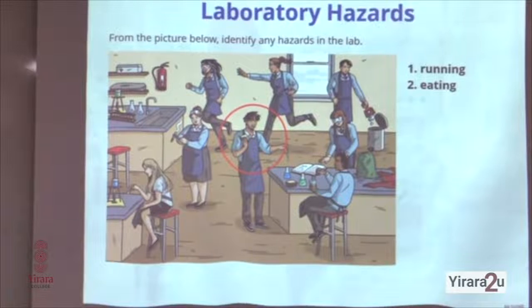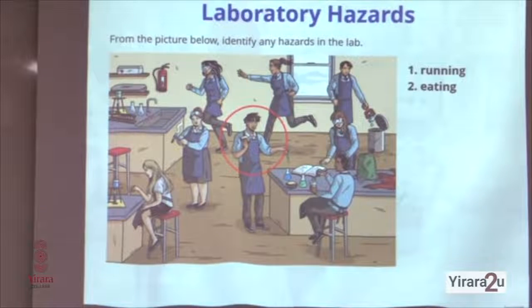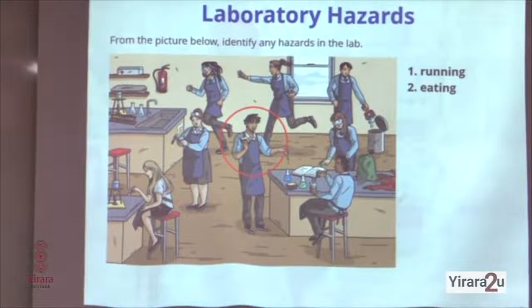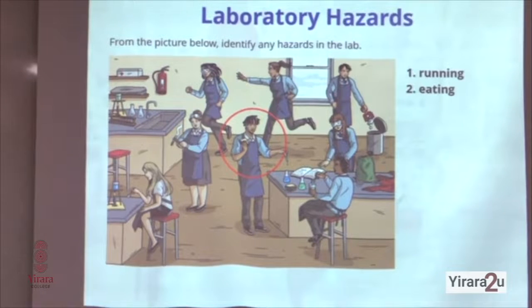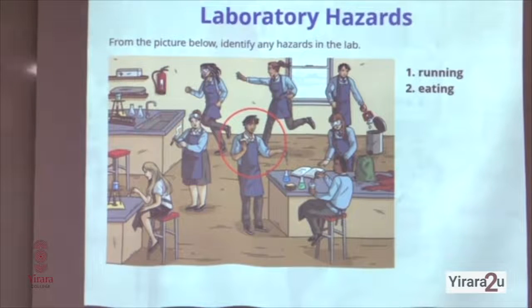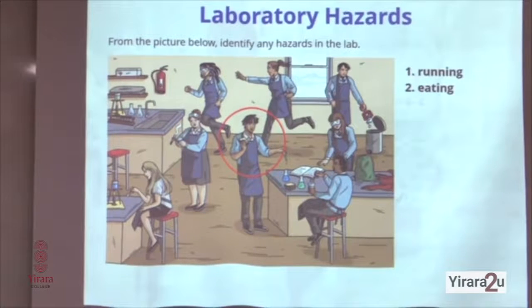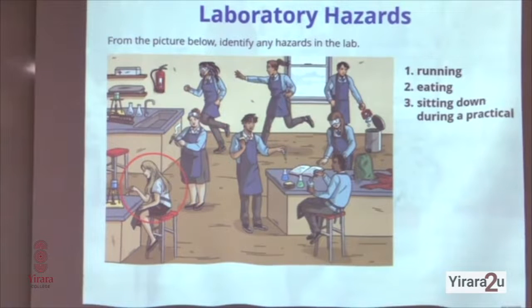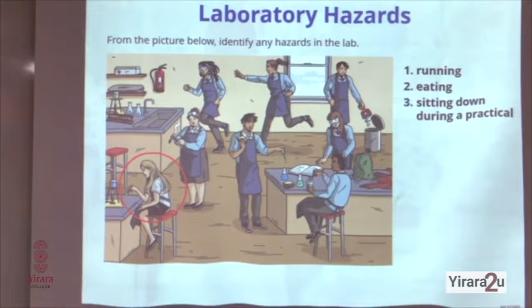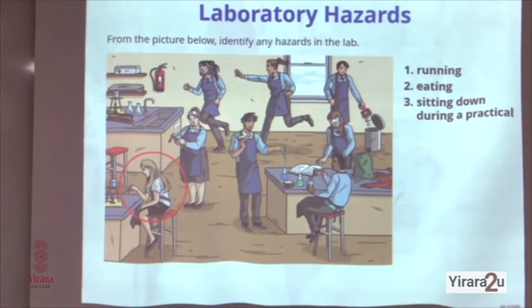What's wrong with this one here? She doesn't have her goggles on. So there's a flame, no goggles, but it could burn her eyes. Very dangerous. Looks like there's some stuff left on that bench unattended. So as you can see, there's lots and lots of problems here.